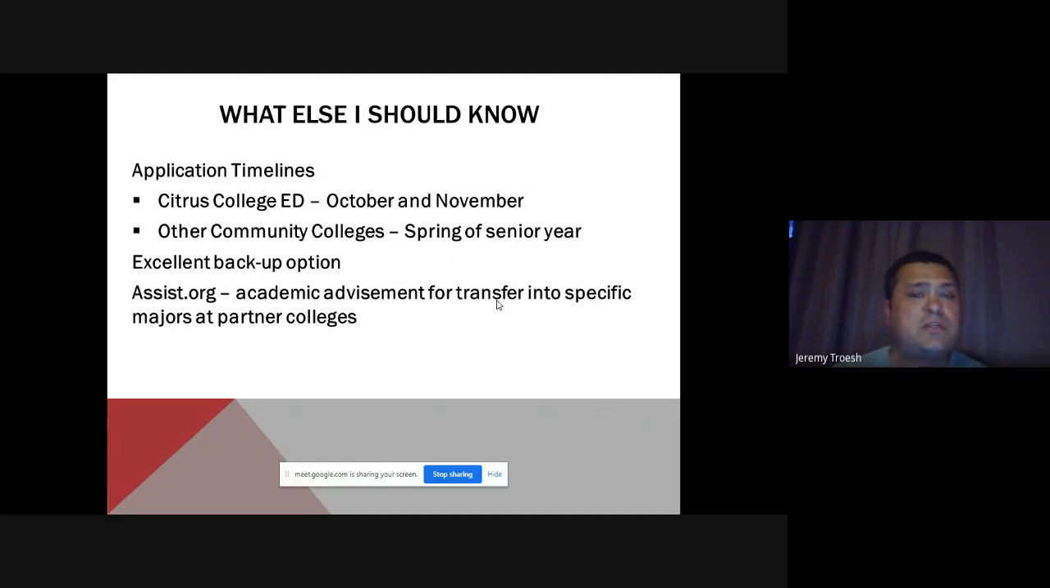It's a little more detailed than the general transfer agreements, the IGETC. It's going to get you a little more detail in terms of some of the specific major classes you want to take while still at community college.